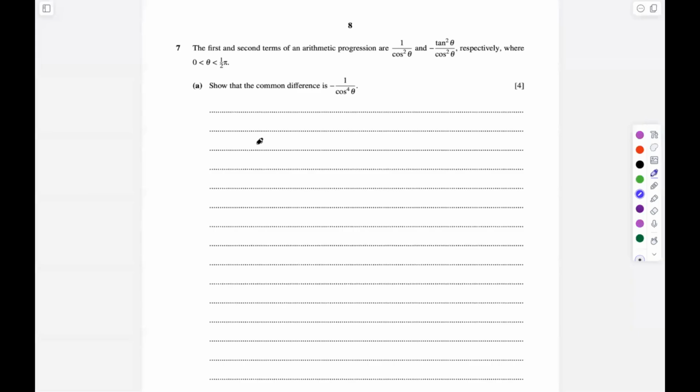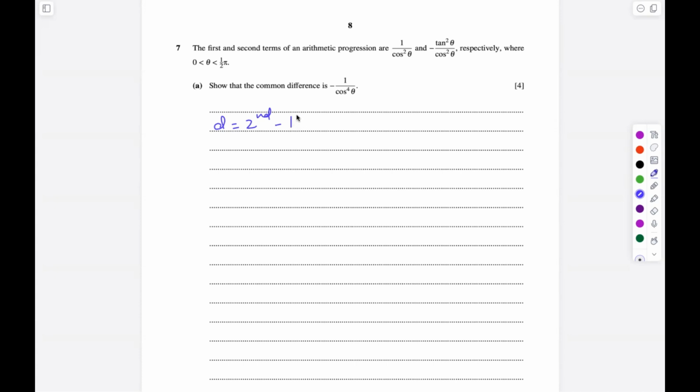In question 7, the first and second terms of an arithmetic progression are 1 upon cos squared theta and minus tan squared theta upon cos squared theta respectively, where theta is greater than 0 and less than half pi. In part A, we have to show that the common difference is minus 1 upon cos to the power 4 theta. Now, when it's an arithmetic progression, the common difference is given by the difference of two consecutive terms.